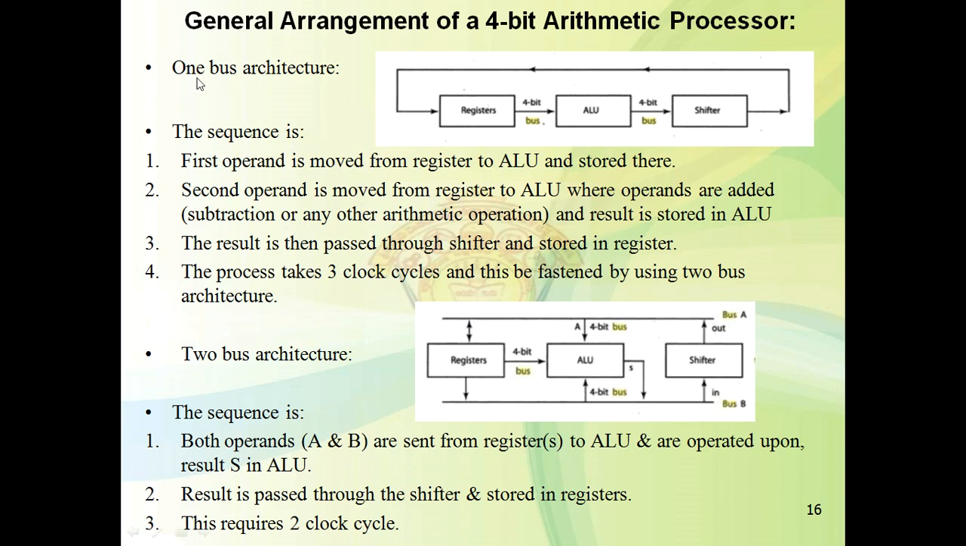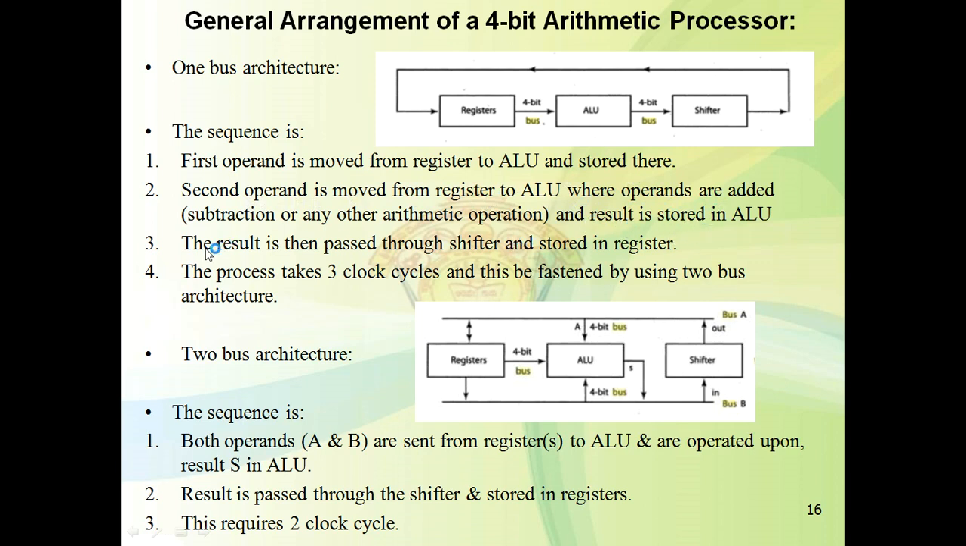Here is the first, that is the 1 bus structure. So this is the 1 bus structure. Here it is an ALU, here it is a register, and here it is a shifter unit. Whatever data we have to take here, we then perform the arithmetic operations here. First, operands are moved from the register to the ALU. The operands will be in the register, and we have to move them into the ALU and store them there. Second operand is moved from the register to the ALU, where the operands are added, subtracted, whatever process you want to do, and the result will be stored in the ALU.